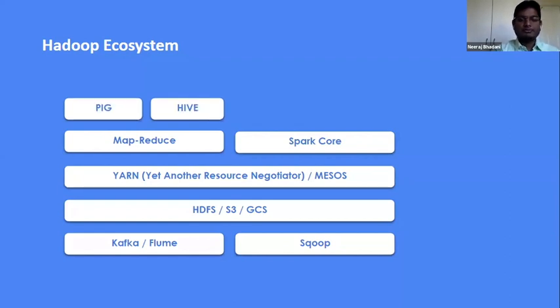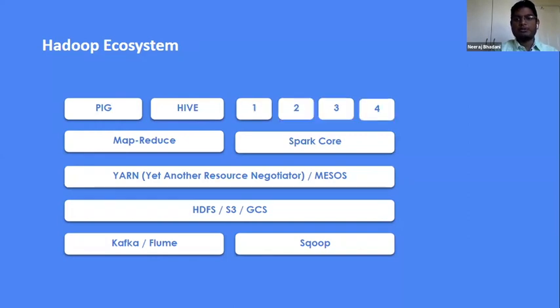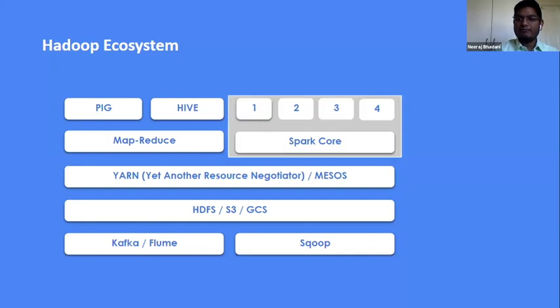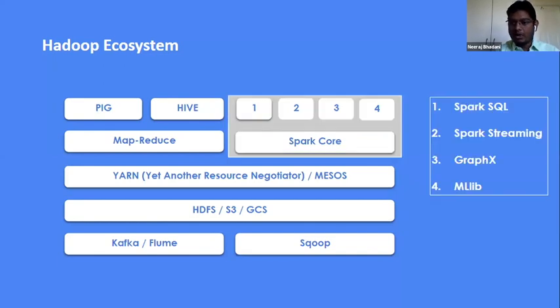On top of MapReduce, there were some tools like Pig and Hive which can be used. And on top of Spark Core, we have a few modules like Spark SQL, which is basically to process structured data, Spark Streaming to process real-time data, GraphX to process graph-like data, and MLlib for machine learning capabilities. And this whole box, which you can see in light gray, is called Apache Spark. So this whole package is called Apache Spark.